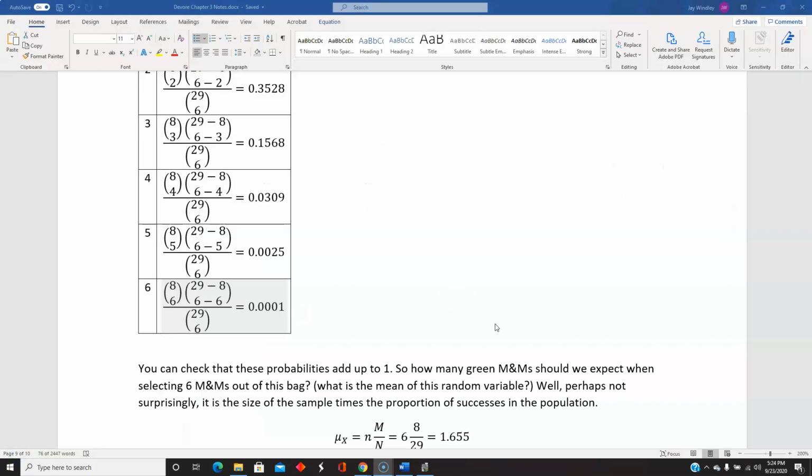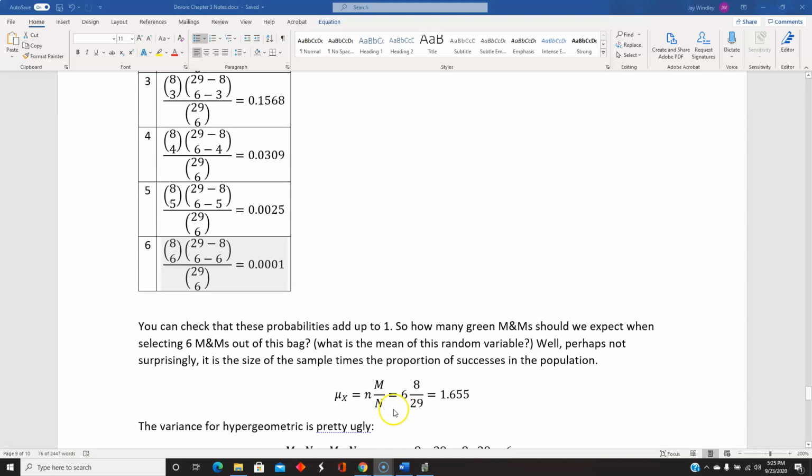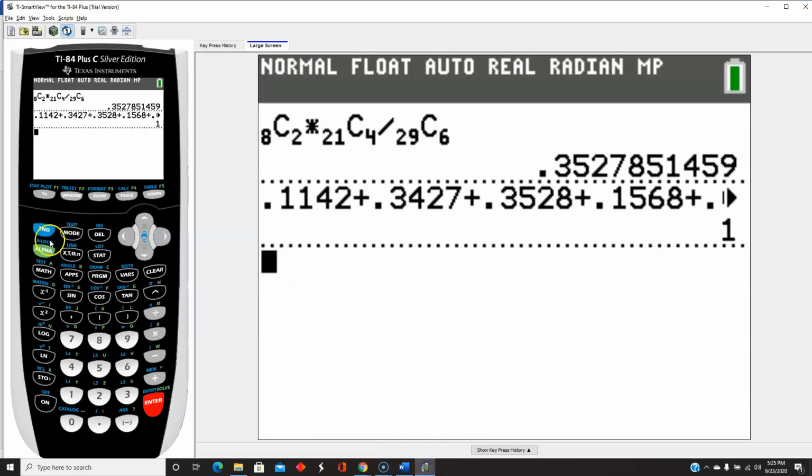Then the next question that comes up is, how many green M&Ms should I expect when selecting 6 M&Ms out of the bag? So in other words, what is the mean of this random variable? Well, not surprisingly, it's the sample size times the proportion of successes in the population. So our sample size 6 times 8 over 29 is 1.655. And we can also check that on the calculator.